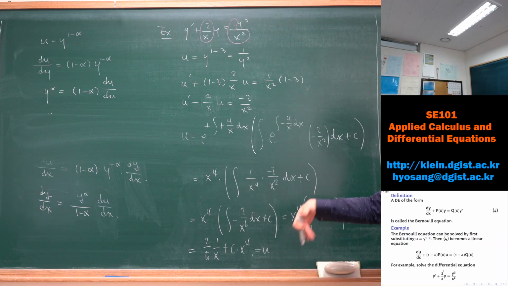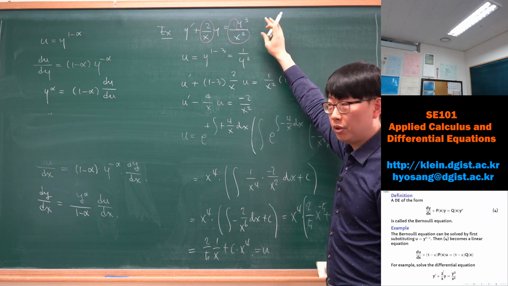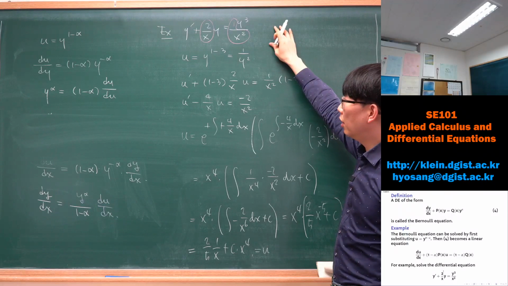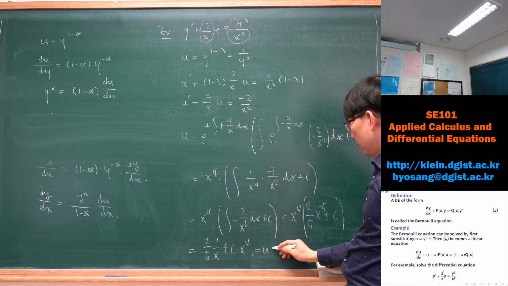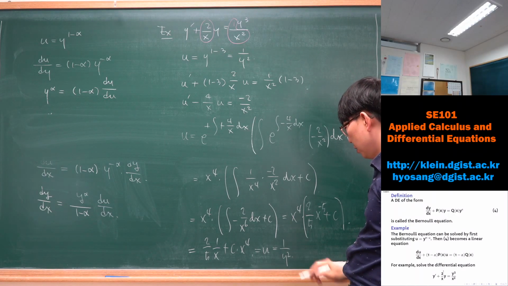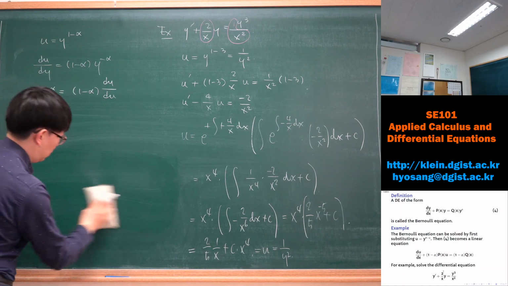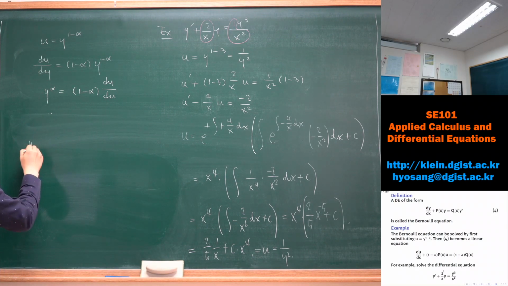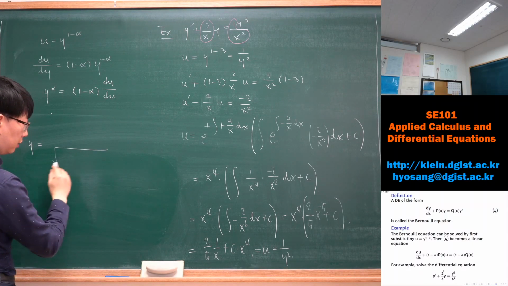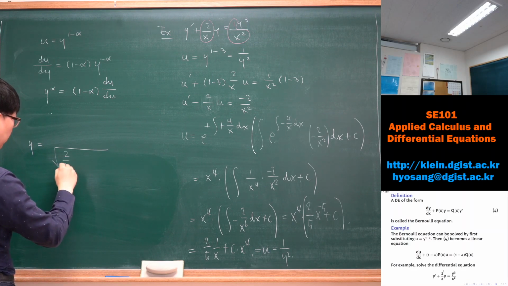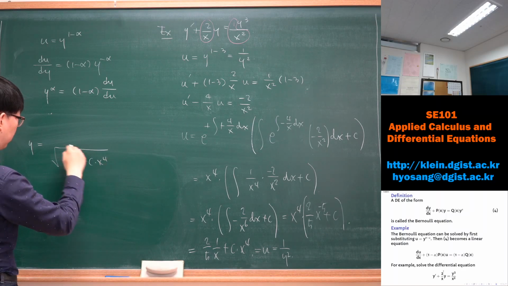So I want to express my solution in terms of y, because the original equation is in terms of y. I want to find the solution of y in terms of x. So u is given by 1 over y squared. So the final answer will be y equals the square root of 2 over 5, 1 over x plus c times x to the fourth.